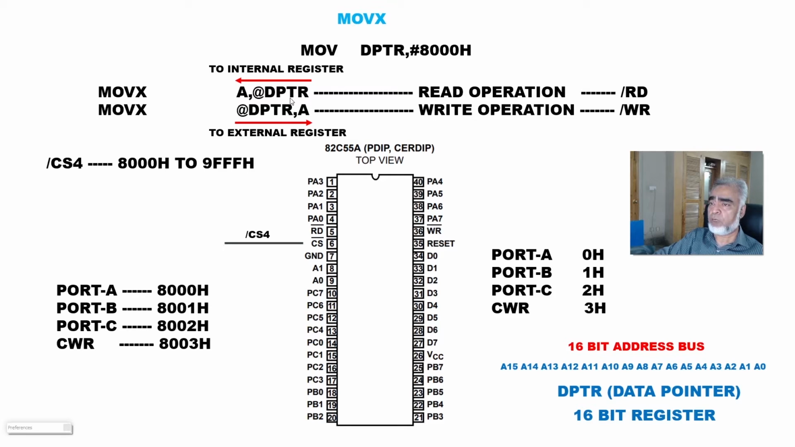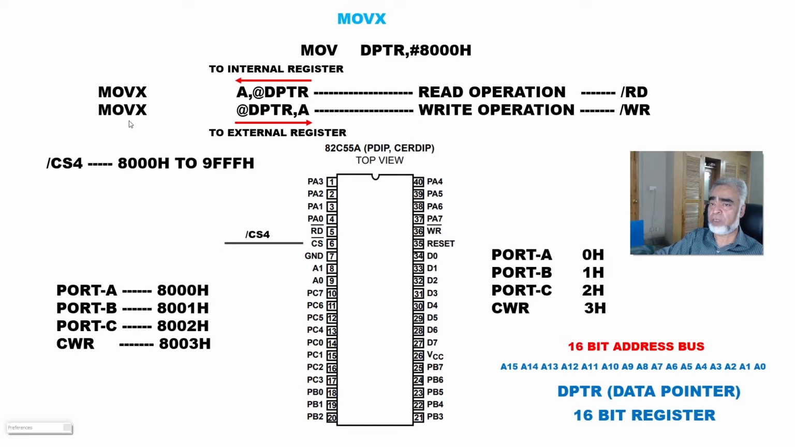It means move the contents of the address 8000H to the accumulator. It means read the data from the external device to the internal register of the microprocessor, that is accumulator. In this case, the microprocessor will automatically generate the read signal, and the read signal will be low and data will be moved to the internal register of the microprocessor, that is accumulator.